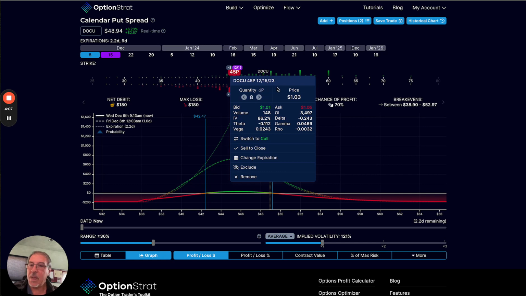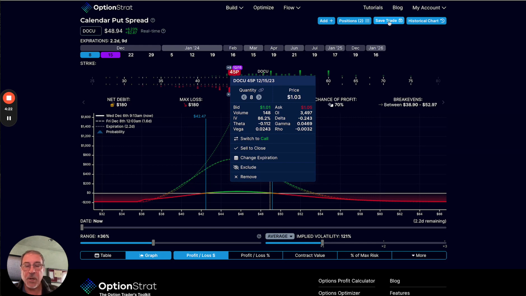Because they're a week out, they're going to be a little more expensive, because there's more time for things to happen. We're going to be at around $1.03 on that. Again, that's the difference between the bid-ask spread. The mid is $1.03.